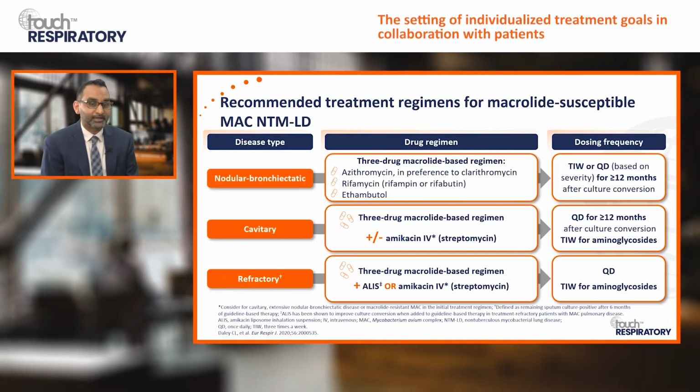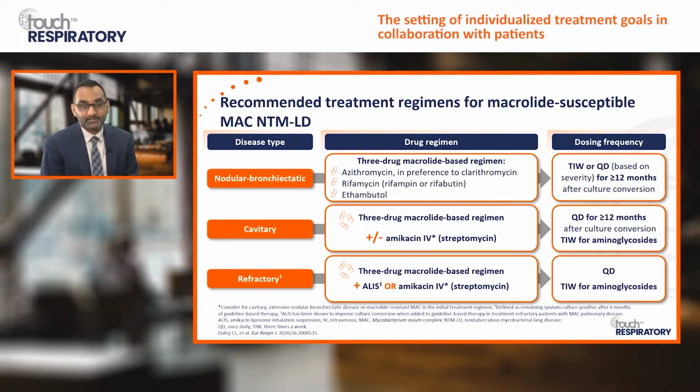For nodular bronchiectatic NTM, the recommended regimen is 3 drugs: azithromycin or clarithromycin, a rifamycin such as rifampin or rifabutin, and ethambutol. And these medications can be given 3 times a week based on the severity of the disease, or daily, and it's given for about 12 months after sputum culture conversion.